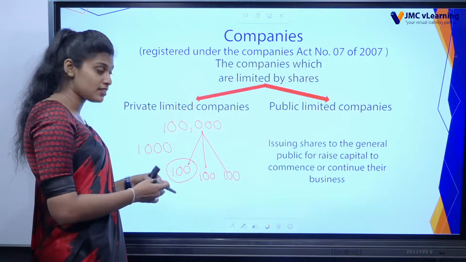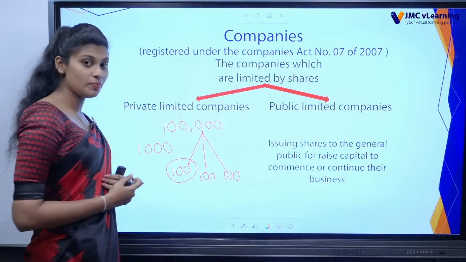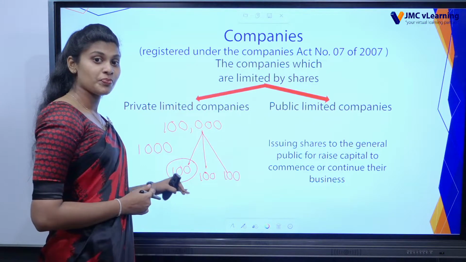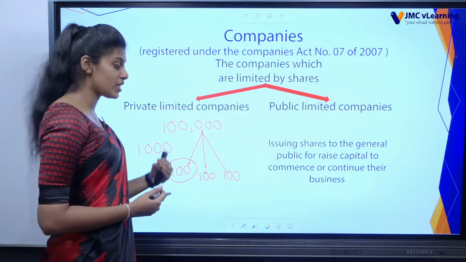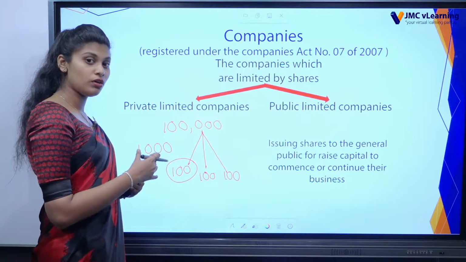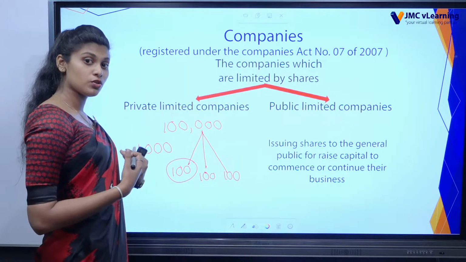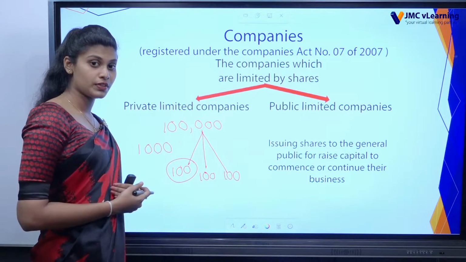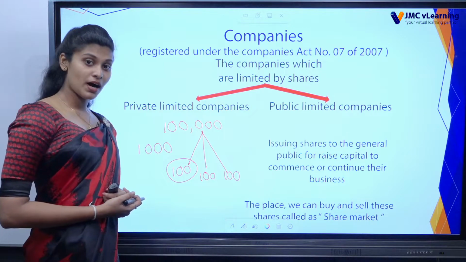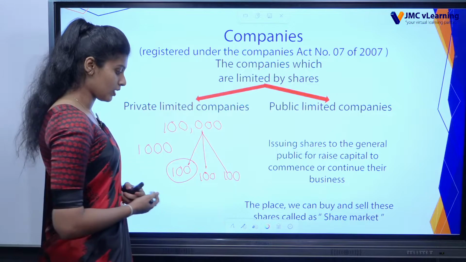I am taking that 1 lakh and dividing it into equal parts. It's 100 parts. Then these parts we call shares. I am categorizing this capital into equal parts. Then these are the shares. These shares can be bought by the general public. Then other general public can also join my business, and I also want to give the profit after a year. The place where we can buy and sell these shares is called a share market.